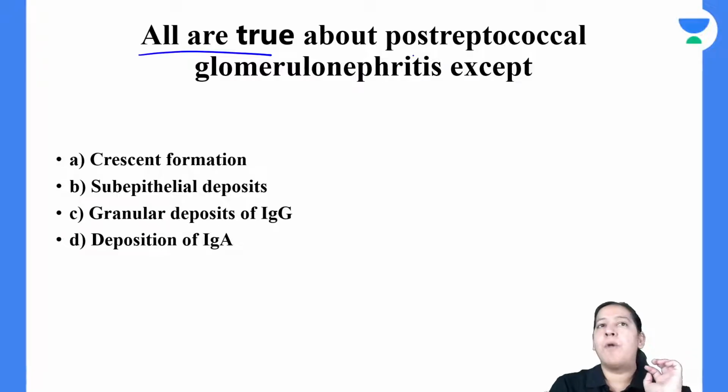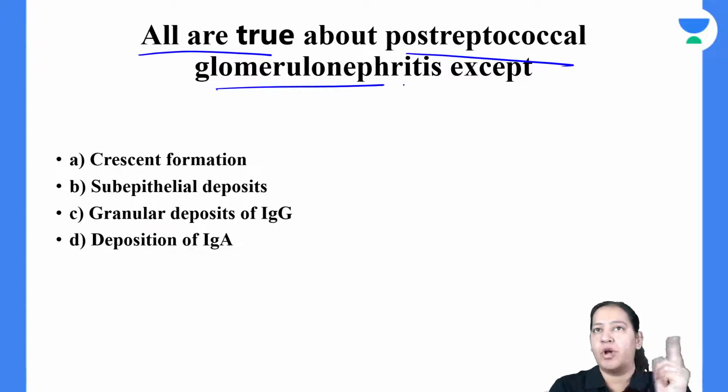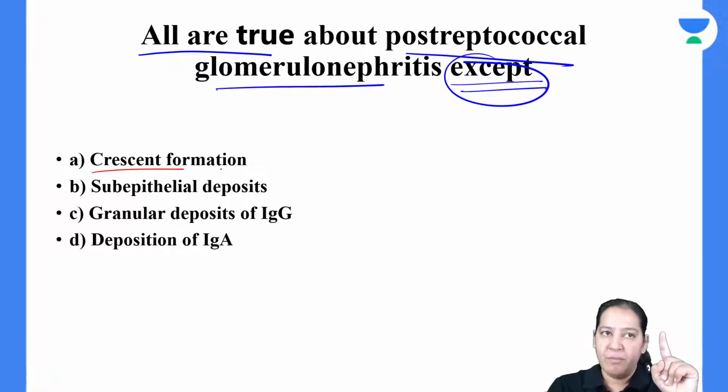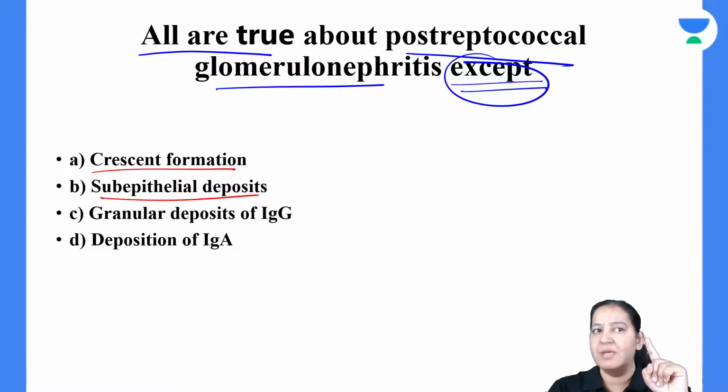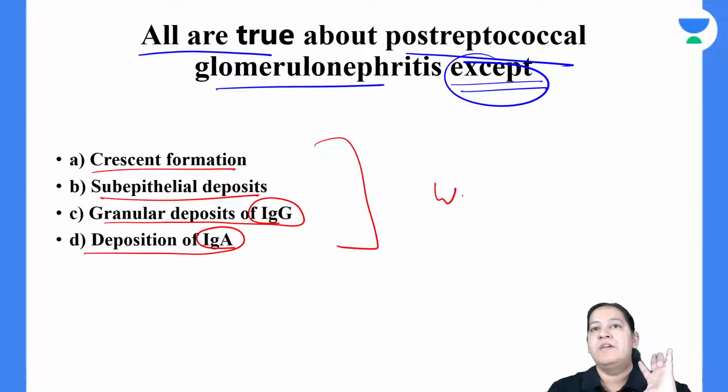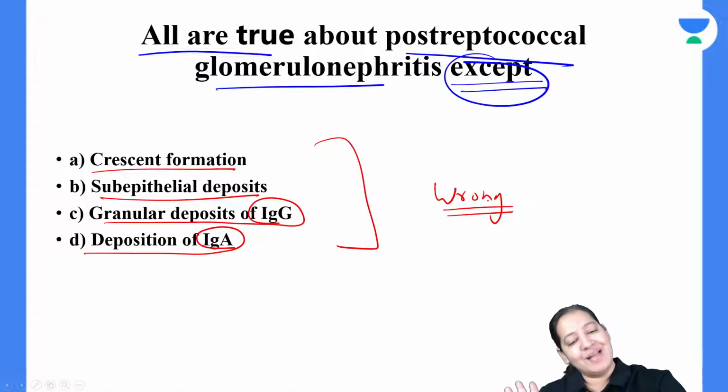All are true about PSGN, post-streptococcal glomerulonephritis, except. Please mind the word except in the question. Please read the 4 options: crescent formation, subepithelial deposit, granular deposit made up of IgG, or deposits made up of IgA. Which is wrong among them? The examiner is asking which is wrong, so the answer is obvious.